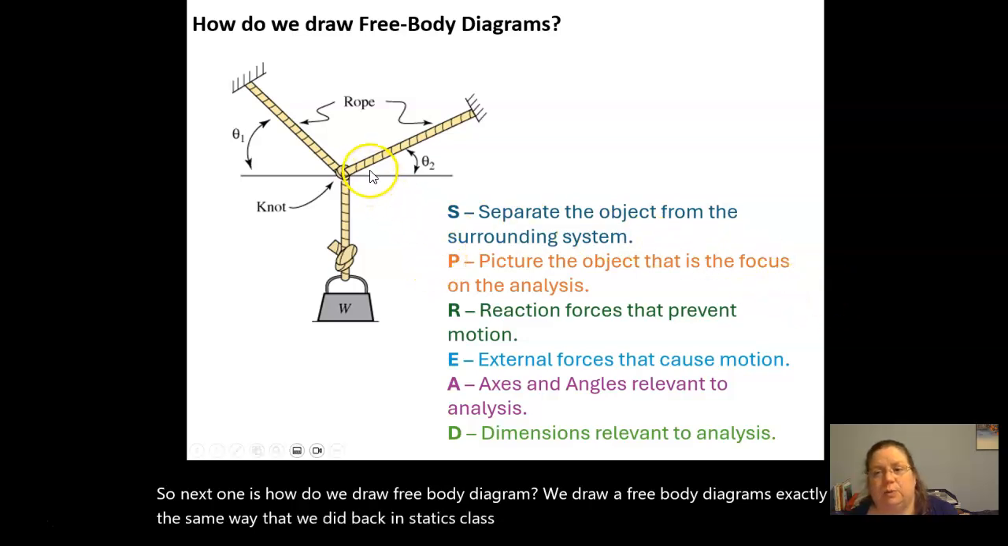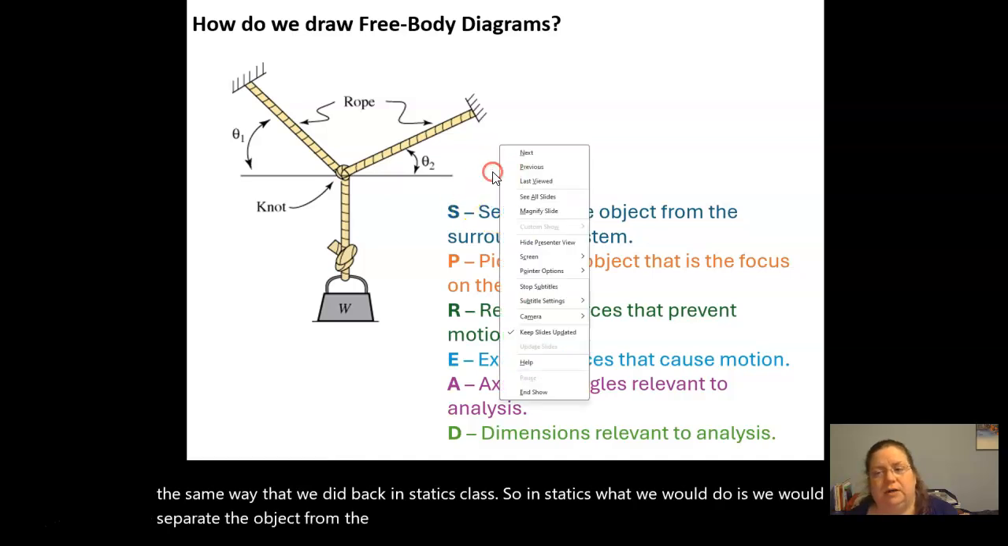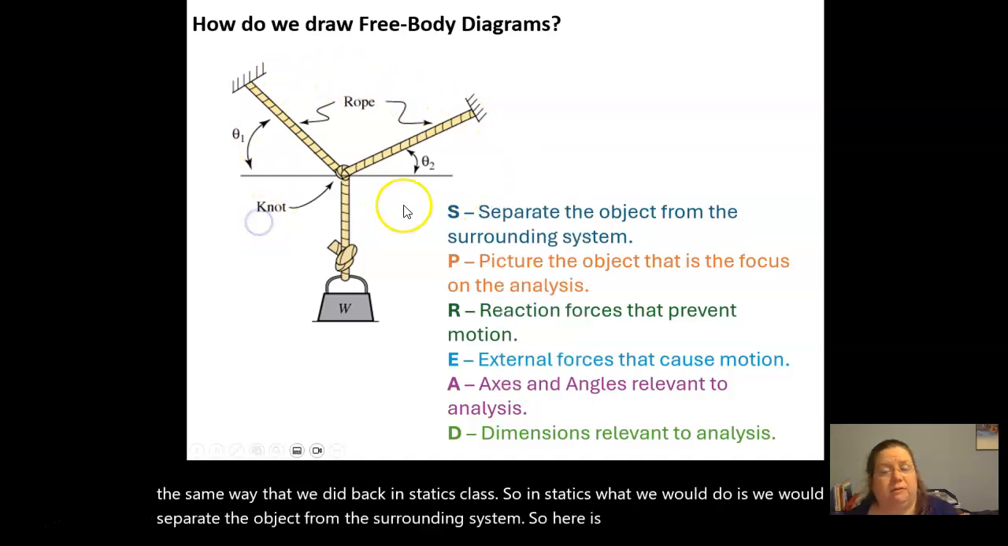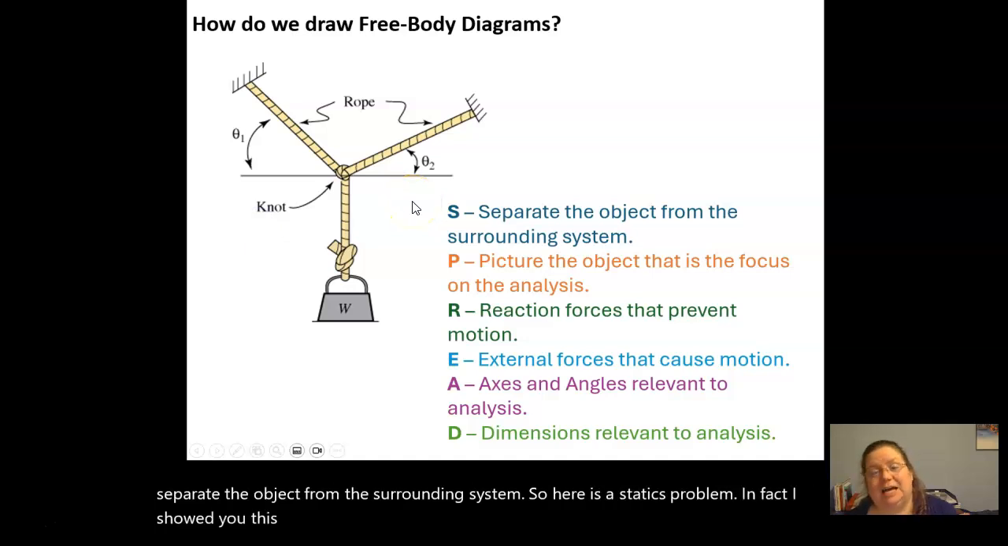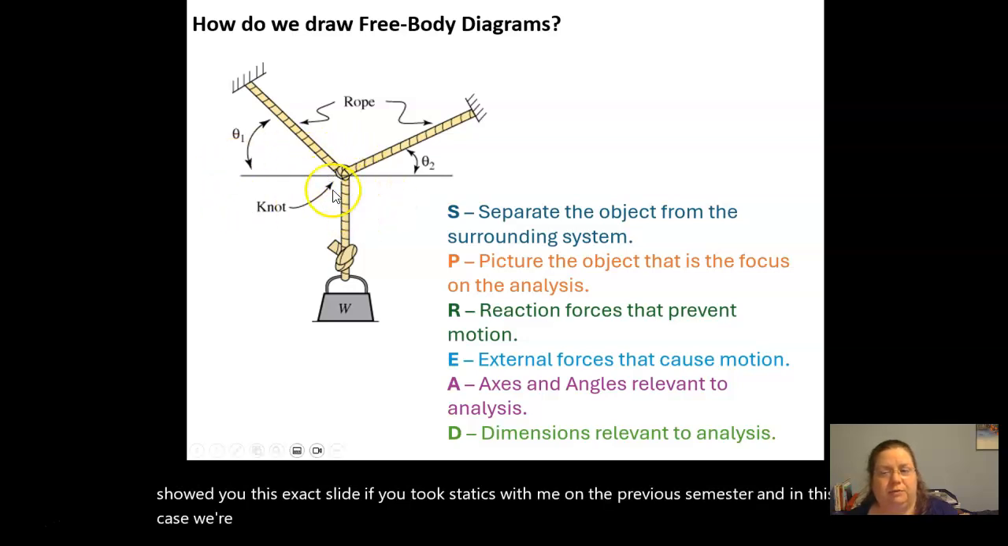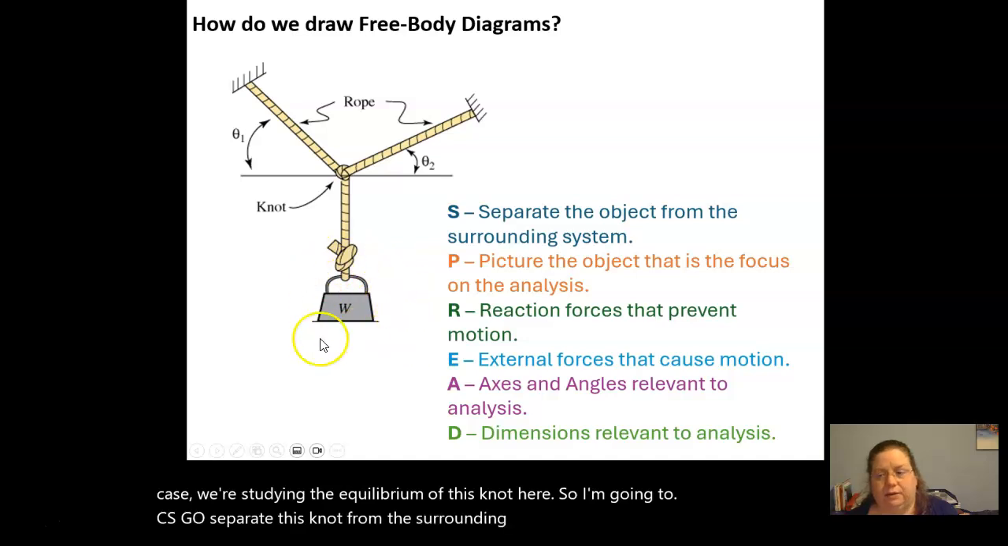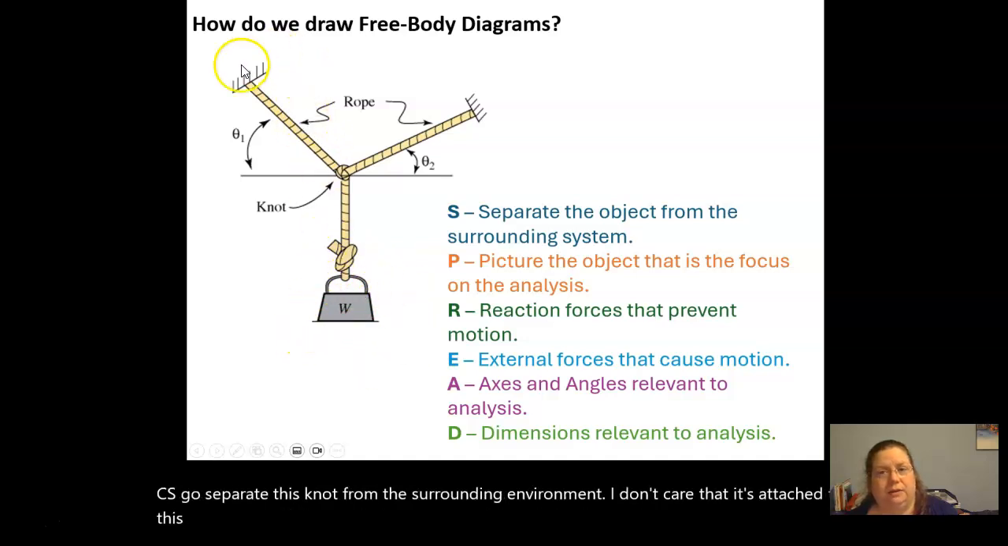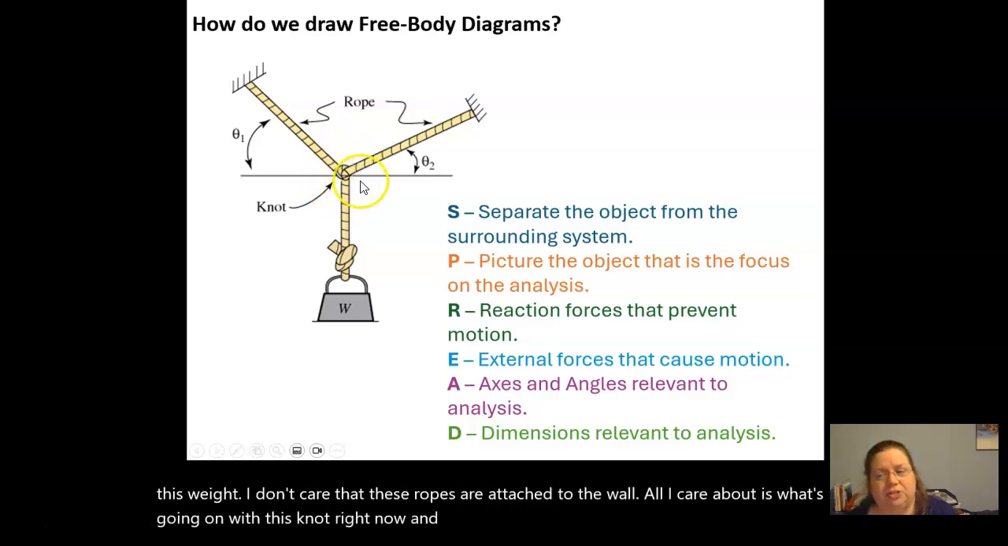So in statics, what we would do is we would separate the object from the surrounding system. So here is a statics problem. In fact, I showed you this exact slide if you took statics with me in the previous semester. And in this case, we're studying the equilibrium of this knot here. So I'm going to separate this knot from the surrounding environment. I don't care that it's attached to this weight. I don't care that these ropes are attached to the wall. All I care about is what's going on with this knot right now. And then I'm going to draw a picture of the knot.